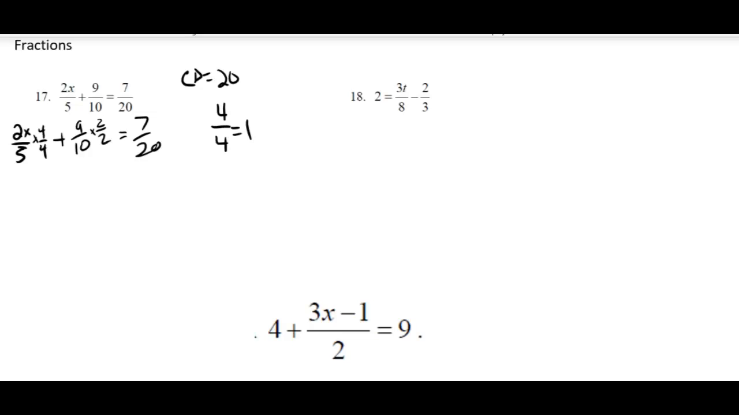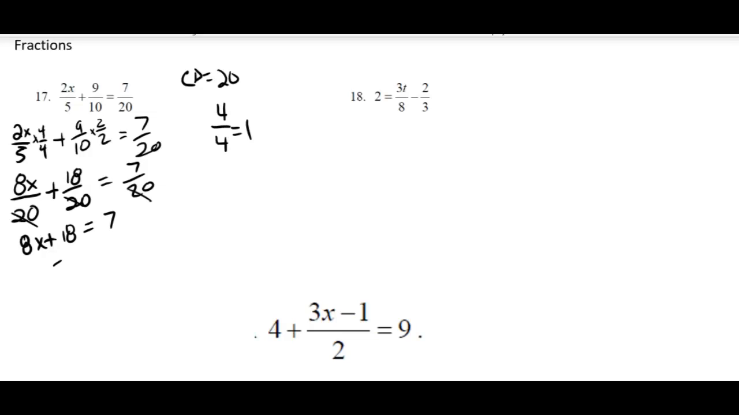So when I do this here, I'm going to have 8x. 2x times 4 is 8x divided by 20. And then here, I'm going to have 9 times 2 is 18. 10 times 2 is 20, right? And then my 7/20 drops down. Now that I've done that, okay, since I have the same thing on the bottom, they're all going to cancel. And now I can just do 8x plus 18 equals 7.